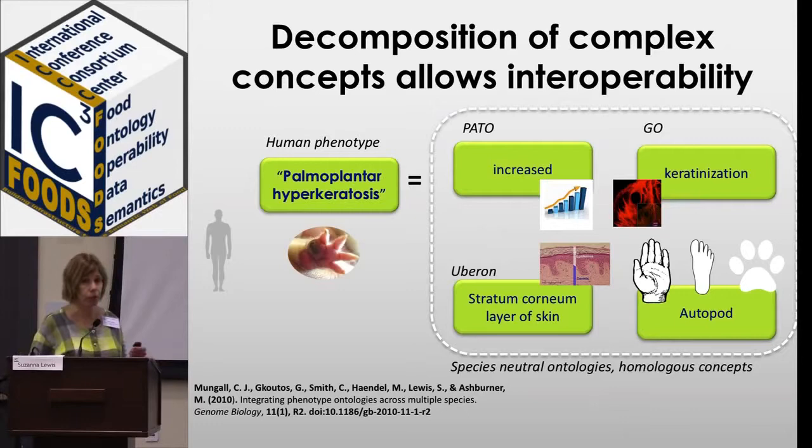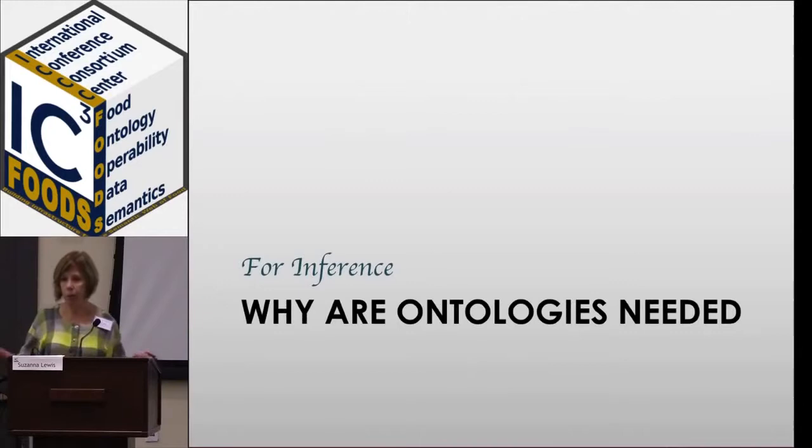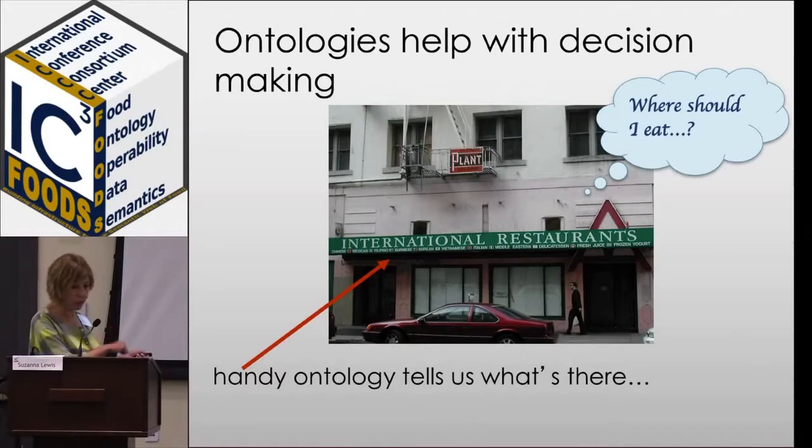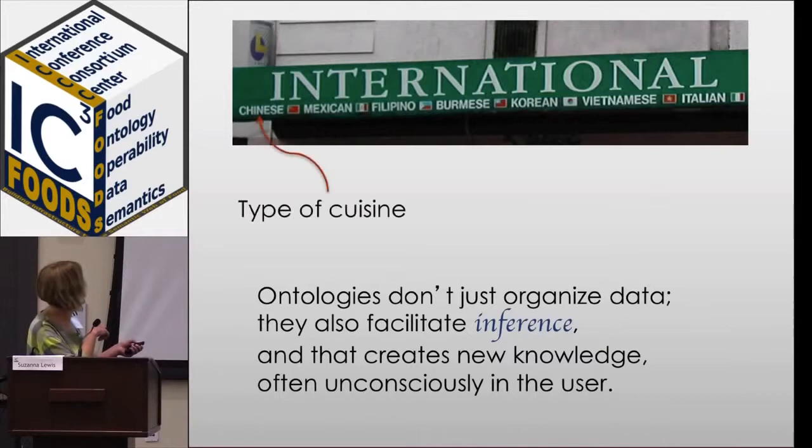And the final reason we need ontologies is for inference. Somebody was mentioning, where am I going to eat? I'm hungry. What's out there? If you look on the awning, there's a nice little ontology there to tell you. So they facilitate inference. I can see that it's telling me the type of cuisine, that it's Chinese, and presumably there's the country flag. So I have a mapping between those two, and I can support inference.